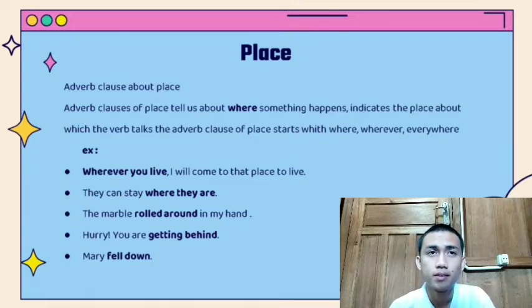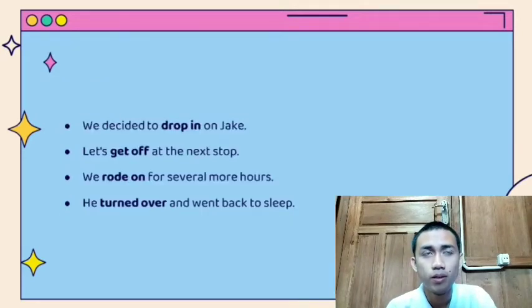2. They can stay where they are. 3. The marble rolled around in my hand. 4. Hurry, you are getting behind. 5. Mary fell down. 6. We decided to drop in on Jack. 7. Let's get up at the next stop. 8. We rode on for several more hours. 9. He turned over and went back to sleep.